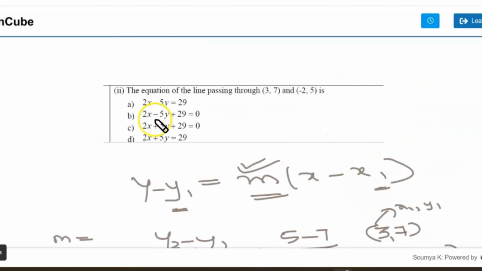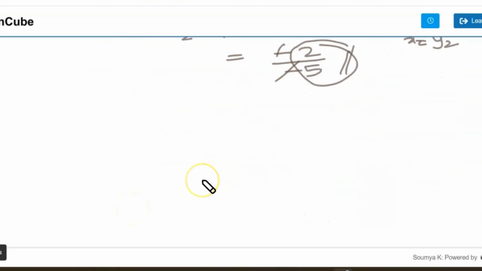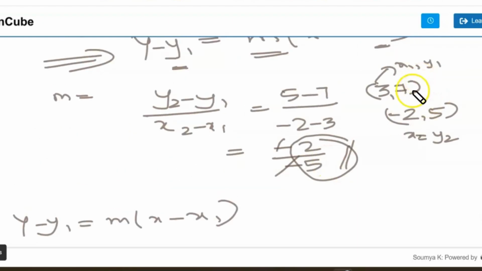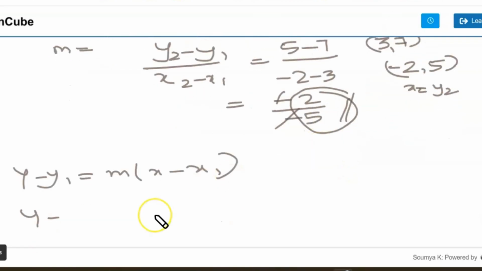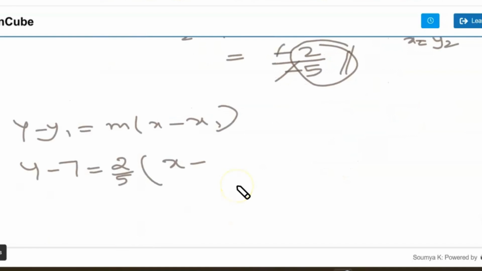Now, once the slope is available, you can find the equation. So substitute in the equation of your line, y minus y1 equal to m times x minus x1. Substitute it. So y minus, what is the value of y1? y1 is 7, equal to 2 by 5 for the slope, times x minus, and what is x1? x1 is 3.